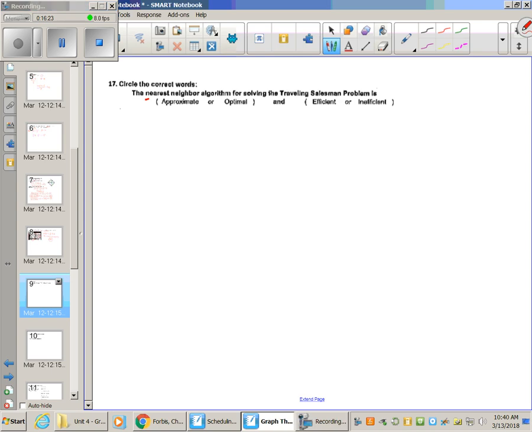Okay, so the nearest neighbor method. Nearest neighbor is not optimal because it doesn't always give you the cheapest circuit, but it is approximate. It is time efficient as well. It's approximate because it's approximately giving you the best one. But the good thing about it is it's efficient. So nearest neighbor is approximate and efficient. Remember that brute force is the opposite. It's optimal, but inefficient.